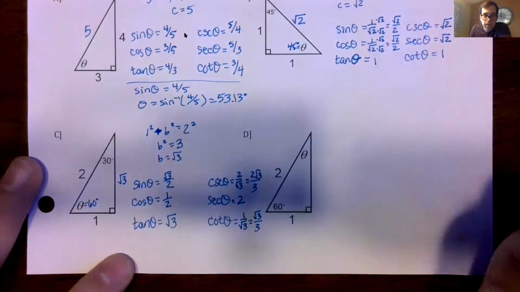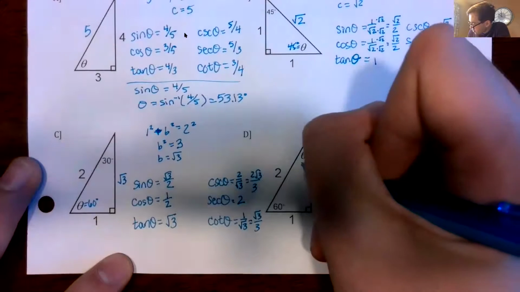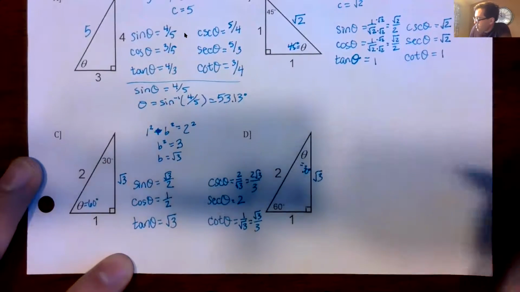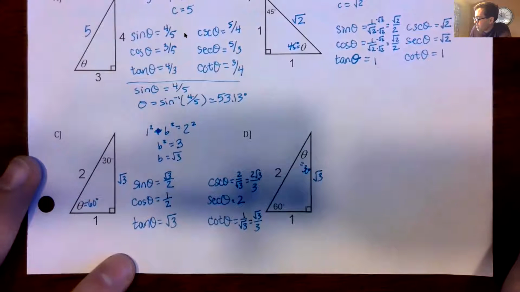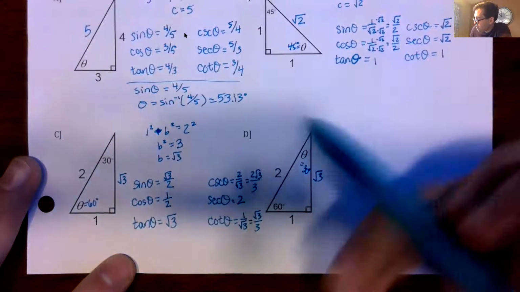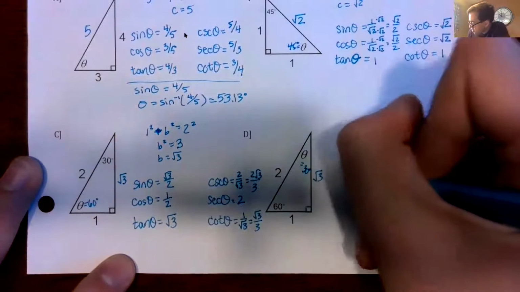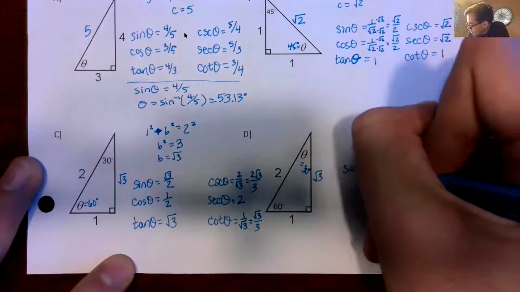All right, last one over here. You can see that this is actually the same triangle. So it's the same 30, 60, 90 special right triangle, but the theta moves. So instead of theta being 60, now we're thinking of theta as being 30. So let's see what happens to our trig functions.